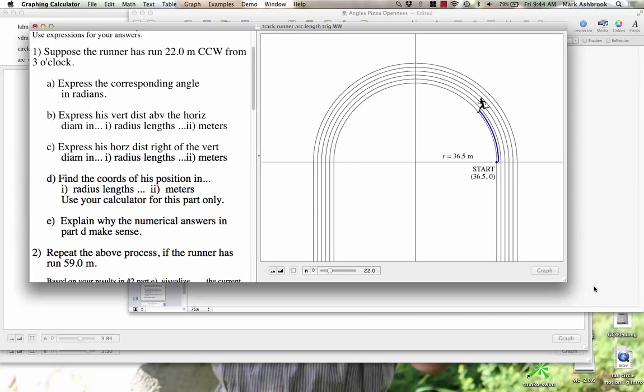Okay, let's talk through it. Hopefully you got through most of it. So, Natalie, how did part A go? So what is the corresponding angle measure in radians? How would you express it?